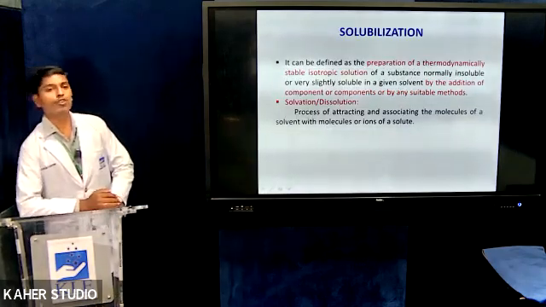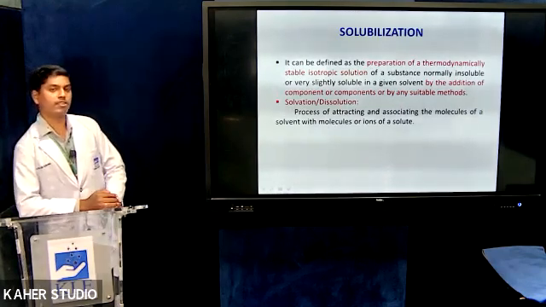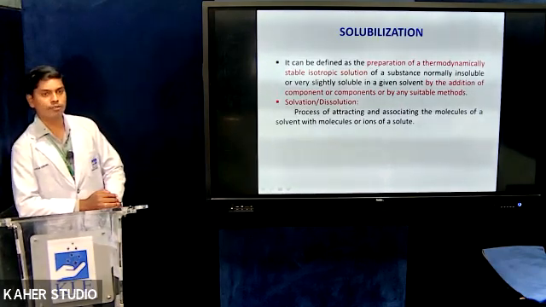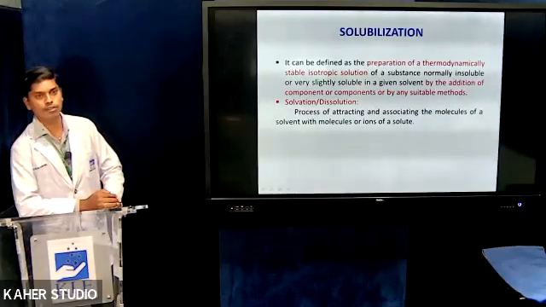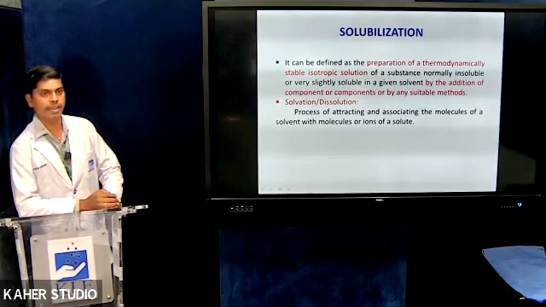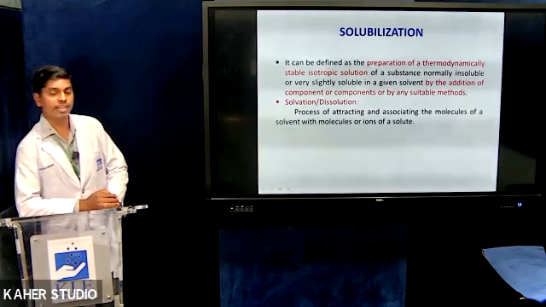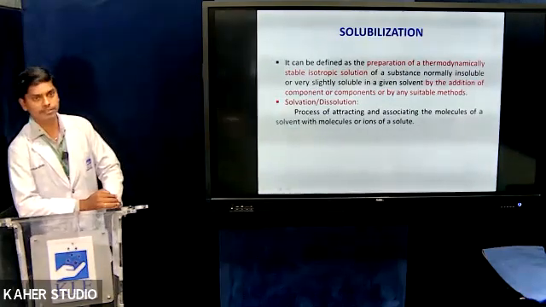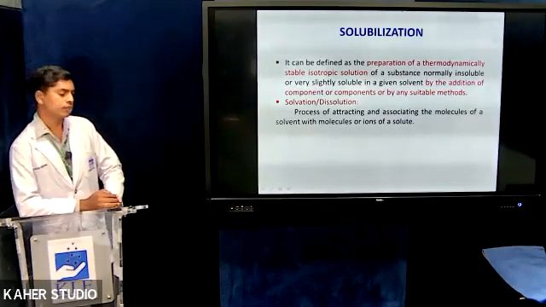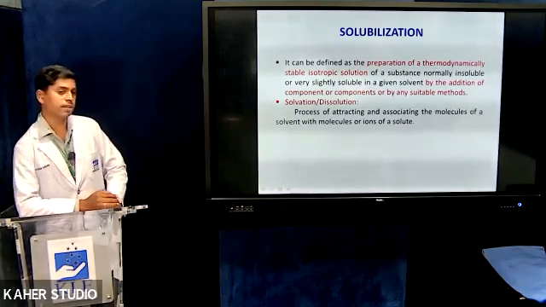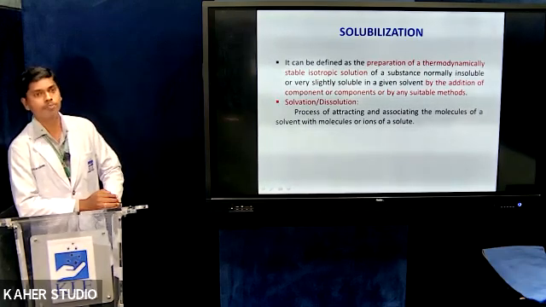The next part is solubilization. Solubilization can be defined as the preparation of thermodynamically stable isotropic solutions of a substance that is normally insoluble or very slightly soluble in a given solvent, by the addition of different components, or by using any suitable methods in the preparation of the solution. That is known as solubilization techniques. This method explains the solute and solvent interaction in the preparation of solutions.